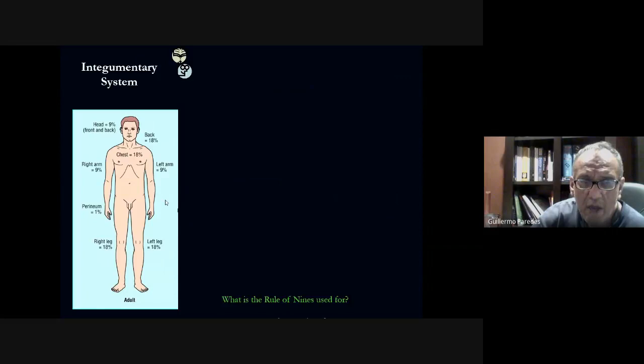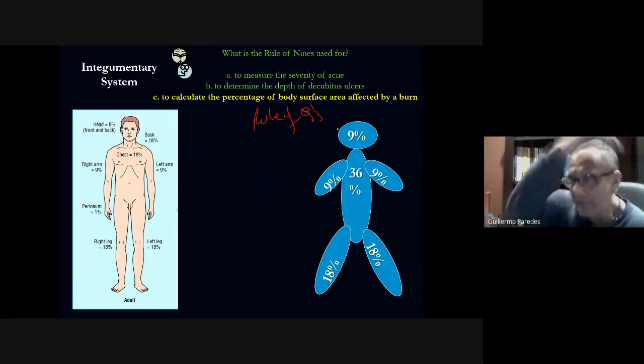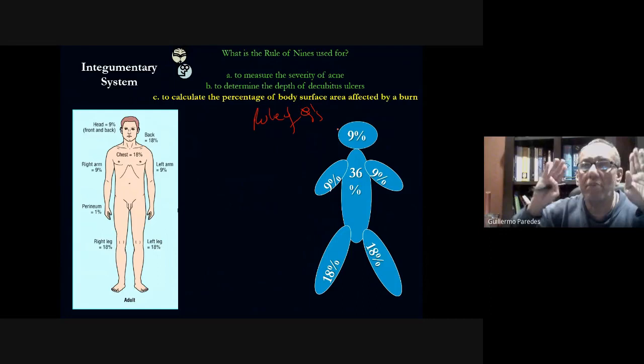So now, I'm going to teach you how to calculate areas of burning. We have what we call the rule of nines. The rule of nines, okay? So the head, anterior and posterior, all the head, up and down, is 9%. That means that anteriorly, the head surface is going to be 4.5% of the whole body. And the posterior portion of the head is going to be 4.5% of the whole body. You okay with that?